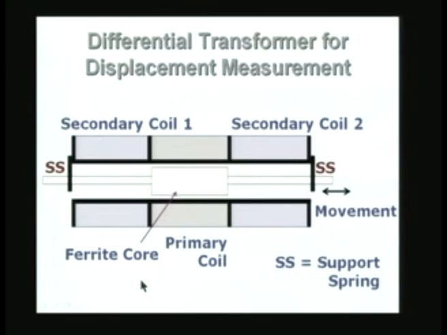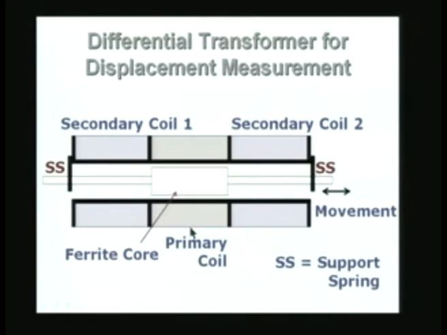Or the differential transformer for displacement measurement. It consists essentially of a primary coil in the center, two secondary coils, one on the left and the other on this side, and there is a ferrite core, which is restrained or controlled by a spring force. There is a support spring here, and in our case, the displacement I am going to get from my pressure transducer, I am going to communicate to this core, and this core will either move to the left or to the right, and it will undergo a certain displacement.